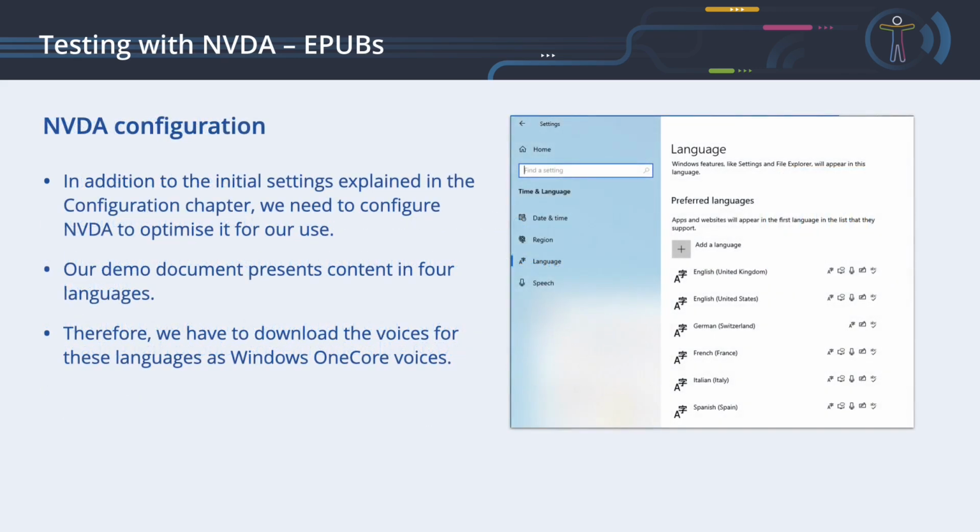NVDA configuration. In addition to the initial settings explained in the configuration chapter, we need to configure NVDA to optimize it for our use. Our demo document presents content in 4 languages, therefore we have to download the voices for these languages as Windows OneCore voices.